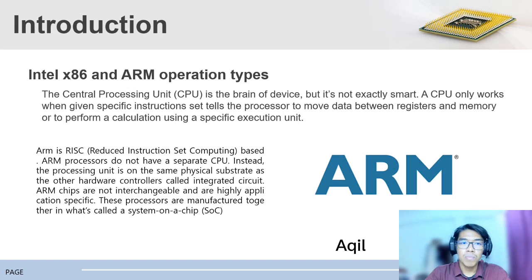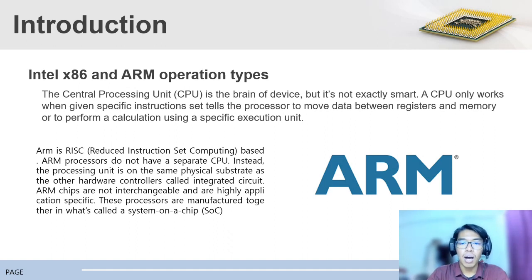Let's go to the introduction. Intel x86 and ARM operation types. The central processing unit, CPU, is the brain of a device, but it's not exactly smart. A CPU only works when given a specific instruction set that tells the processor to move data between registers and memory, or to perform calculations using a specific execution unit.